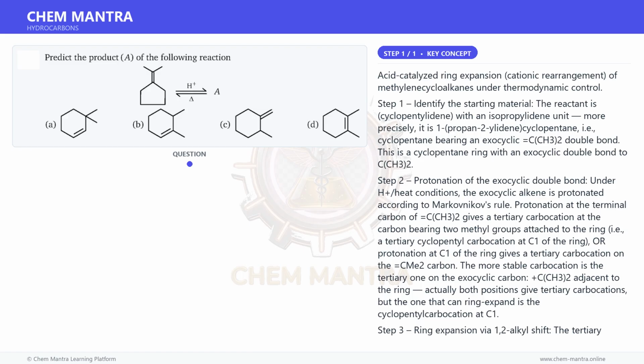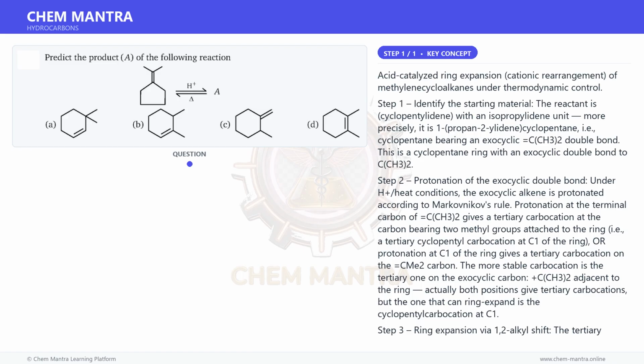Loss of a proton from the cyclohexyl carbocation gives the most stable, most substituted, Zaitsev, alkene. The endocyclic trisubstituted double bond in a methylcyclohexane ring is more stable than an exocyclic methylenecyclohexane. This yields a trisubstituted endocyclic alkene, 1-methylcyclohexene, or equivalently a cyclohexene with a methyl group, corresponding to option D.